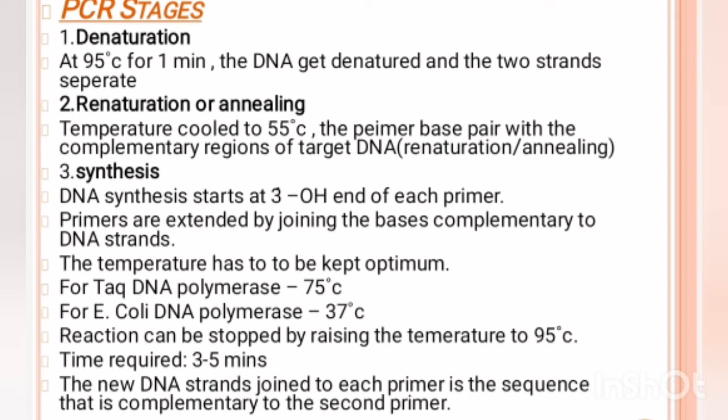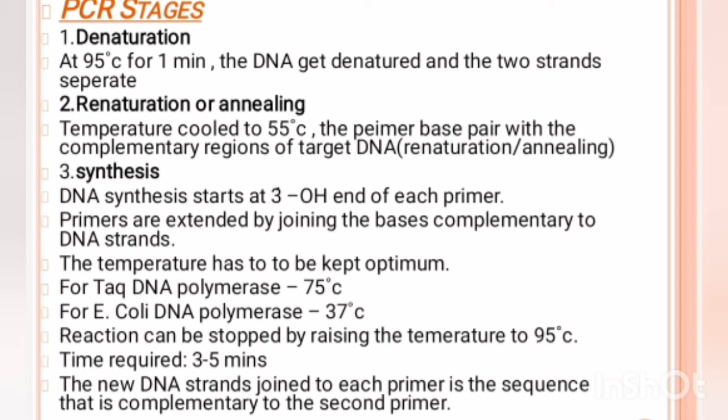The reaction can be stopped by increasing the temperature up to 95 degrees Celsius. At the end of the first cycle, two identical double-stranded DNA are formed. Each cycle completes within 5 minutes. In the normal practice, it is carried out in PCR machine.